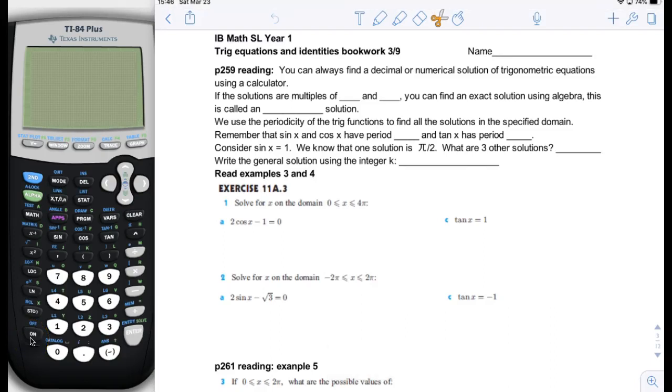Hello, here we are with trig equations and identities, page 3. First, we're going to talk about the reading. You can always find a decimal or numerical solution of trigonometric equations using a calculator.